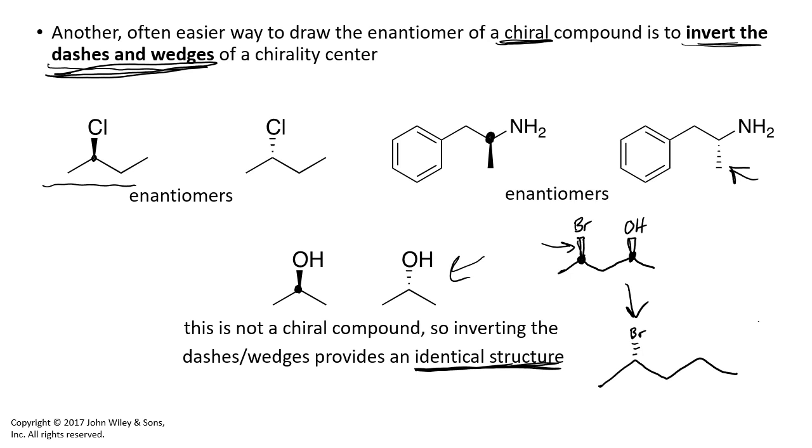I just drew the substituent with a dash. And in our second one, the alcohol is a wedge, so I'm going to just draw it as a dash. So the relationship between these two is that they're stereoisomers, but more specifically, they are enantiomers.